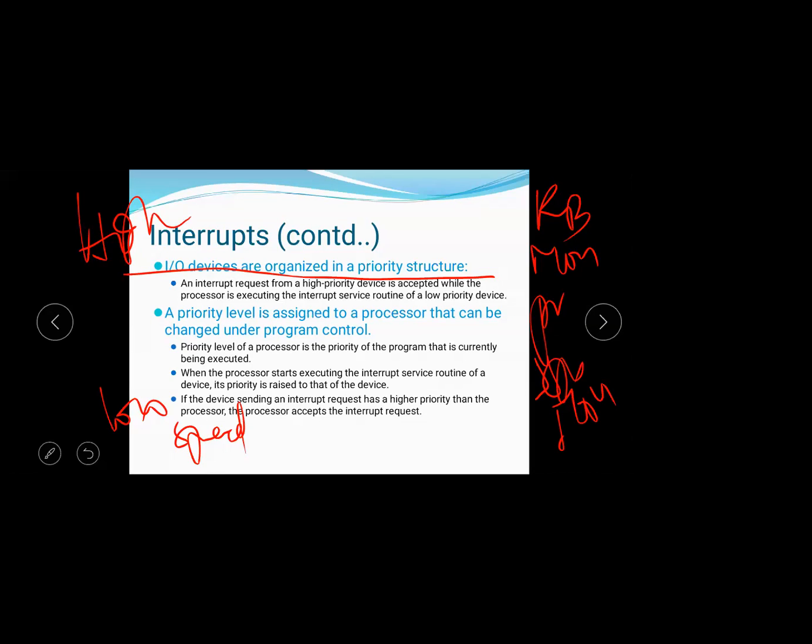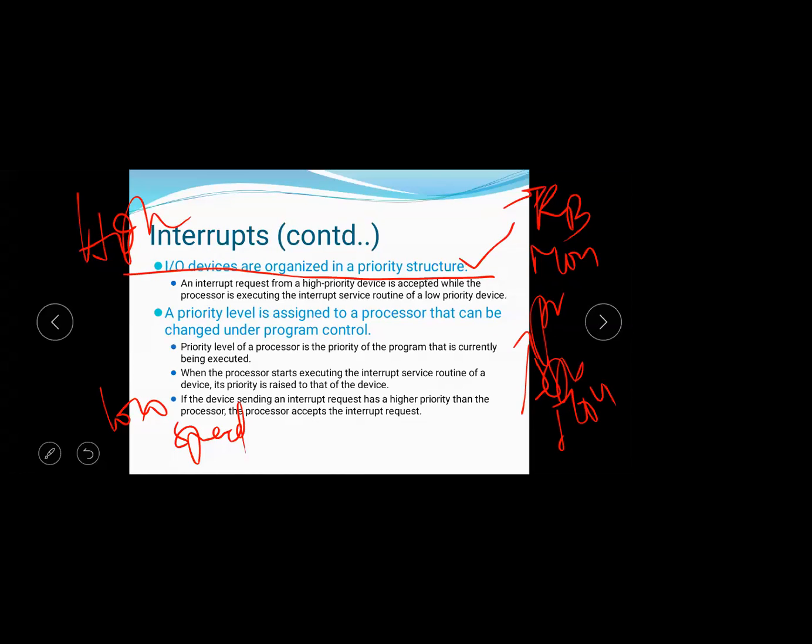The printer or magnetic disk gets the highest priority because it can store blocks of data. Next come the printer and character reader, and the keyboard is the least priority, a very slow device. IO devices are organized in a priority structure means the devices are given priority levels depending on their speed. Highest speed gets highest priority, and low speed gets least priority.